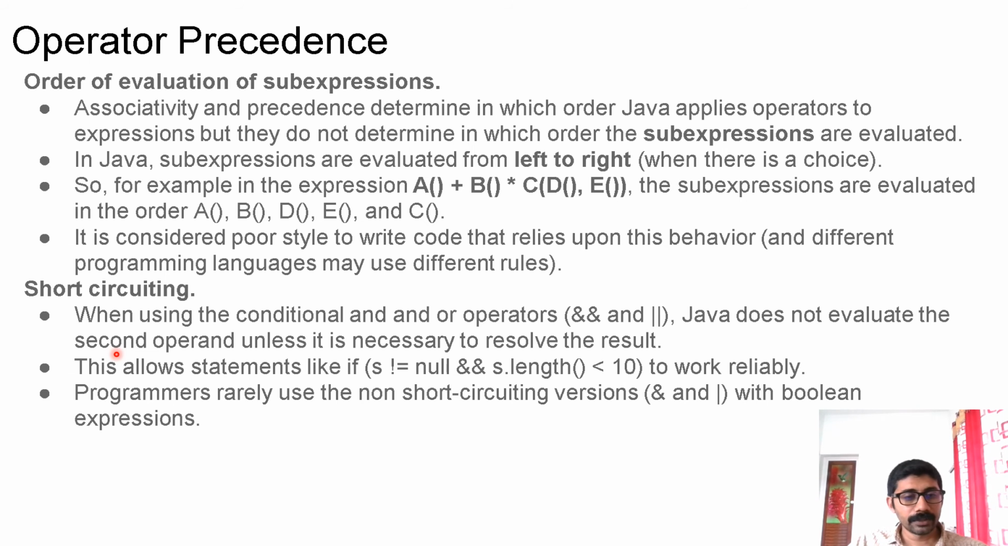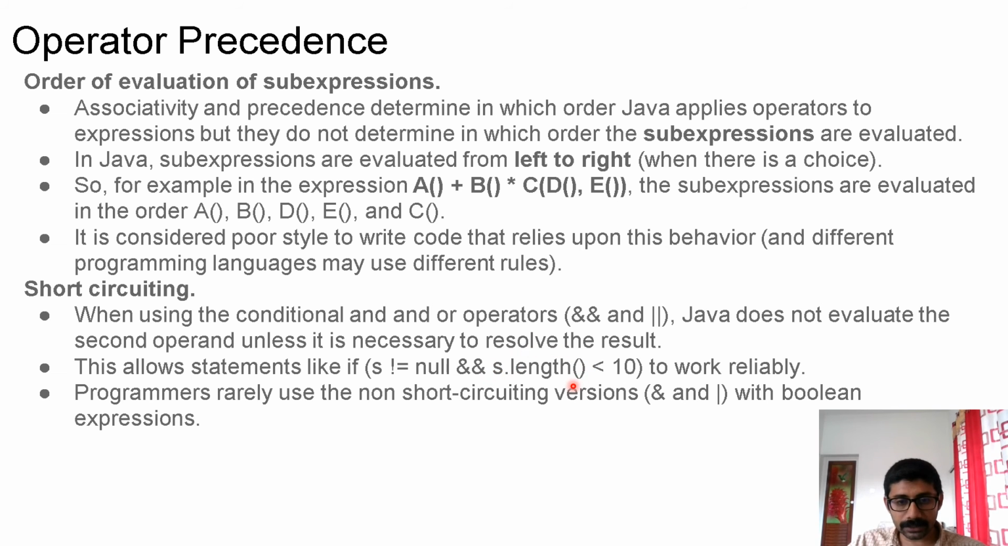Short circuiting. This we have already mentioned. When using the conditional AND or OR operator, Java does not evaluate the second operand unless it is necessary to resolve the result. Consider this case: s not equal to null and s dot length. Just imagine my string is null. In that case, this will produce false. Then again, I would try to evaluate null dot something.